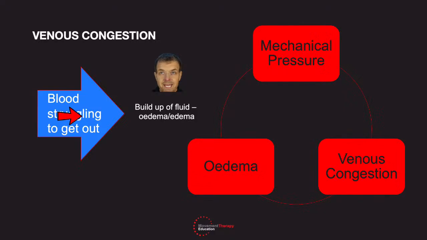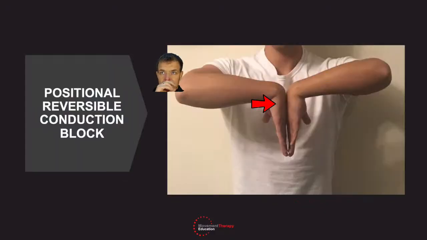So further compression. Yeah, so this is a good example of that. So your blood's struggling to get out. We get a buildup of fluid. Then we get mechanical pressure. Then we get venous congestion. Then we get swelling. Then we get mechanical pressure. So it's this constant cycle that if you don't break it, then it can cause irreversible conduction problems.